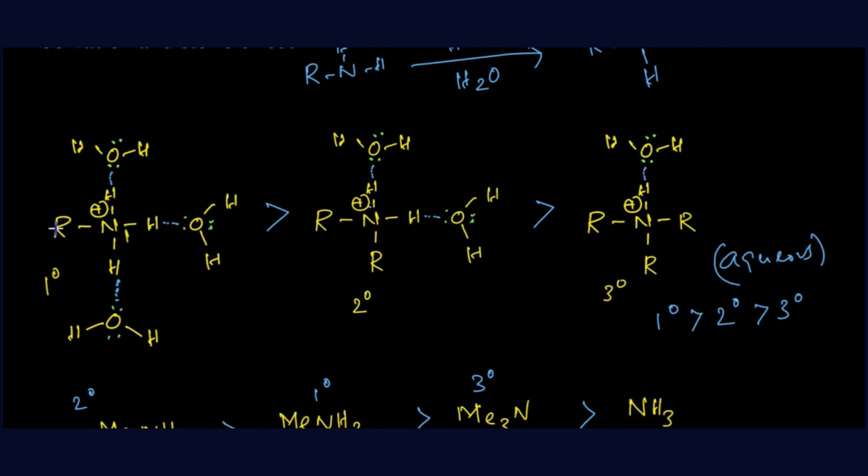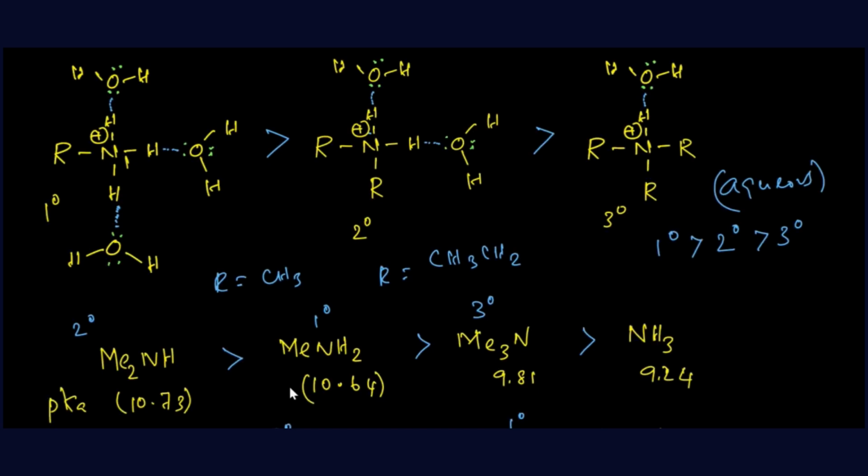Now listen carefully. This R group may be anything. Let me take two R groups: one is methyl and another is ethyl. As we know, this ethyl will be the bigger one and the methyl will be the smaller one. When we change the size of the alkyl group, how is the basicity going to be affected?